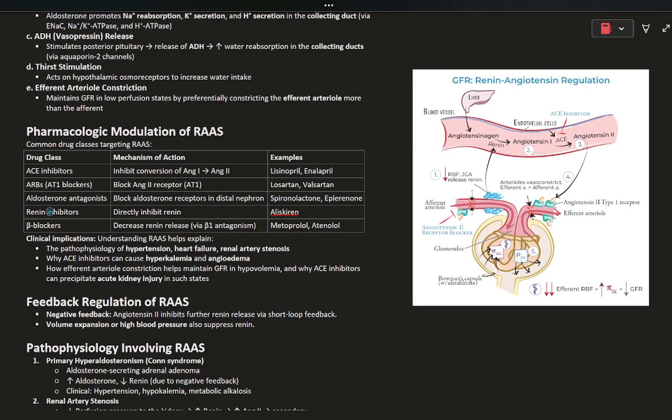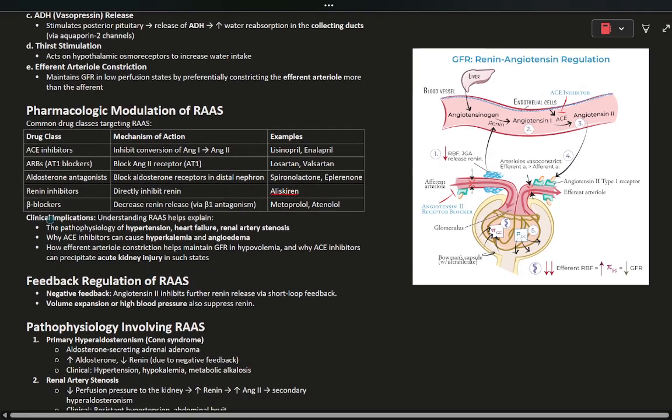Then we have renin inhibitors, which are responsible for directly inhibiting renin. So one classic drug is aliskiren, and aliskiren is simply a renin inhibitor preventing renin from carrying out its function of converting angiotensinogen into angiotensin 1. So you can see there's at least several pharmacologic targets regarding the RAAS system.